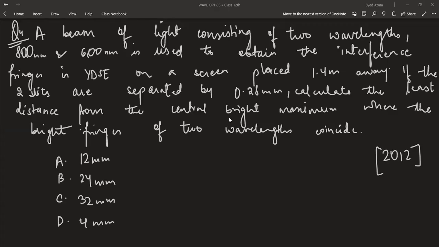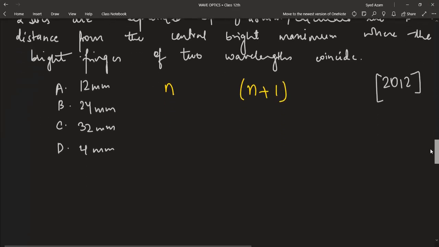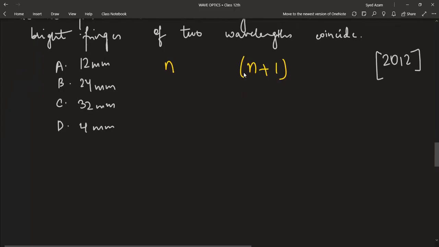So we have done such questions. Two equations will be formed, since it is saying the bright fringe of the two wavelengths will be coinciding. Take one as n, take the other one as n plus 1. Use this to solve and see whichever option is matching. Let's say this is for lambda 1 and take this for lambda 2. Now tell me which option is getting matched. You will get it easily.